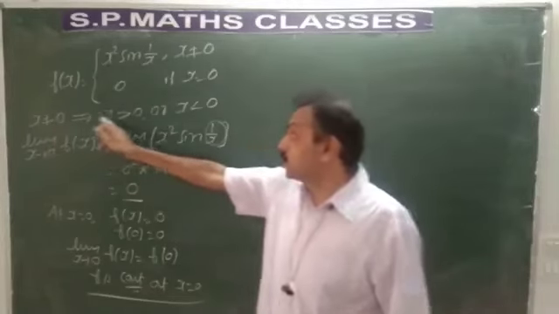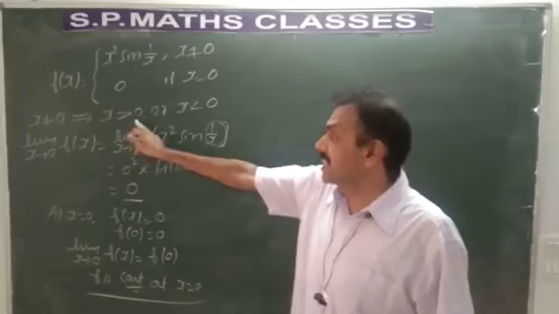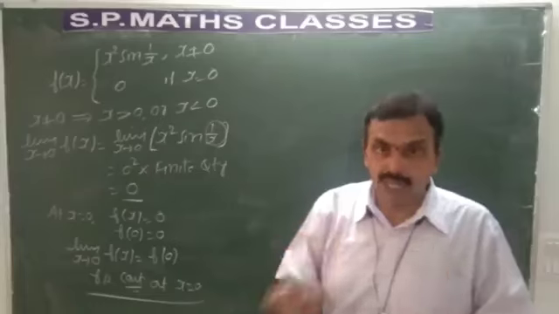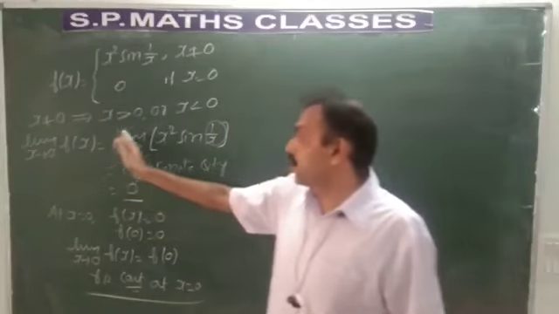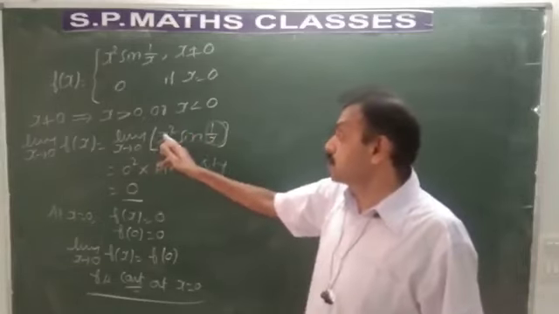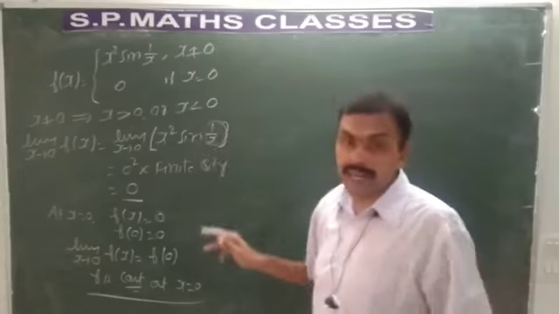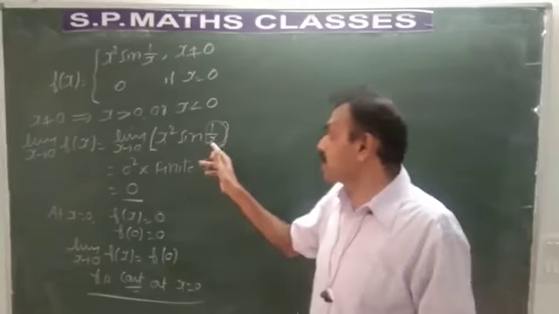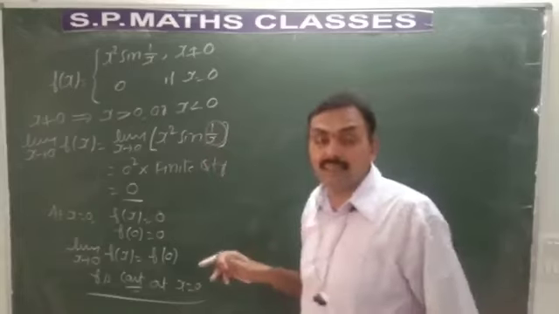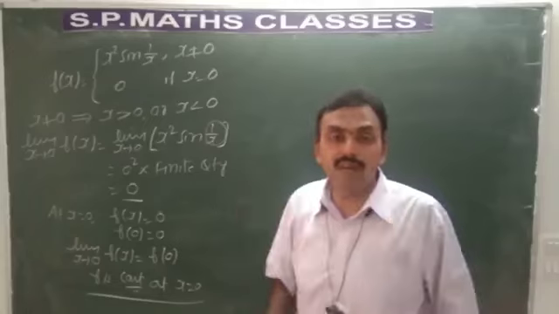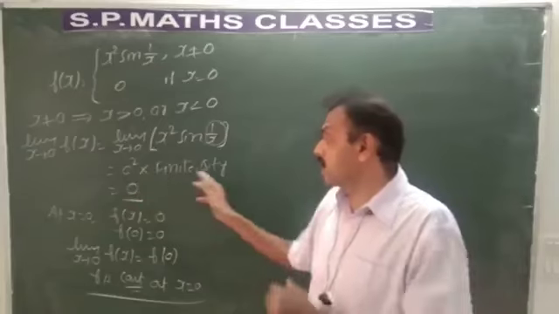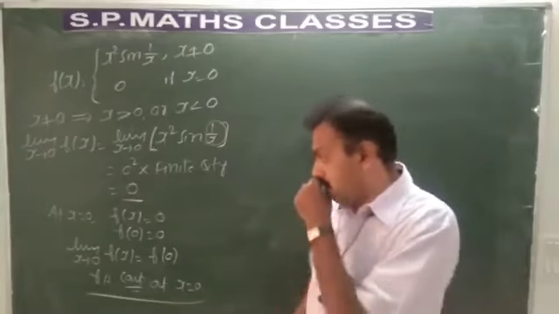When x is not equal to 0, it means x is greater than 0 or x is less than 0. That means the left hand limit and right hand limit are the same. The limit as x tends to 0 of f of x is x squared into sine 1 by x. Here comes the important step. Substitute the limit: 0 squared into sine 1 by x. Whatever the value may be, you cannot say sine 1 by 0 is sine infinity. Sine of an angle is always a finite quantity. Its value always lies between minus 1 and plus 1. So I write 0 squared into a finite quantity, which is equal to 0.